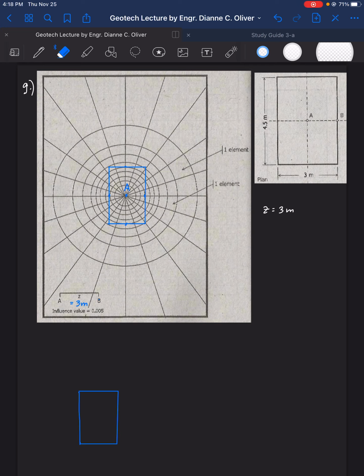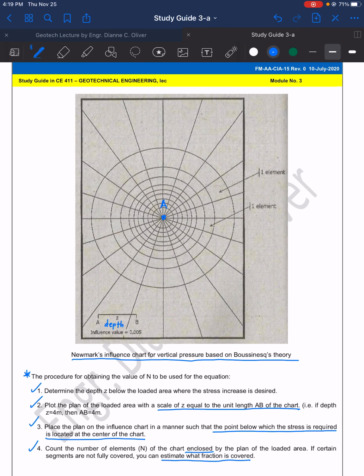Okay. So that's the scaled. So this is the plan of the footing, and then we scaled it and we redraw it in this chart using this scale. Okay, so that's the idea on number 2.